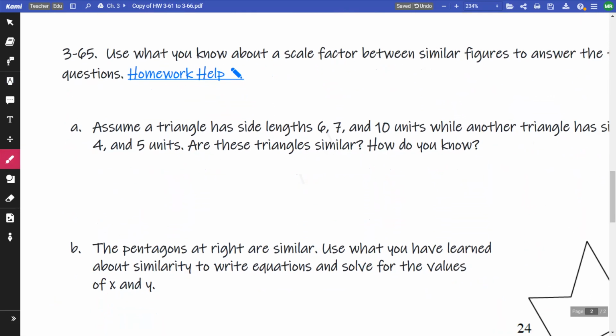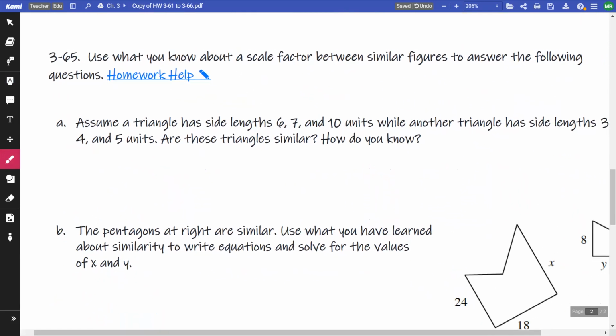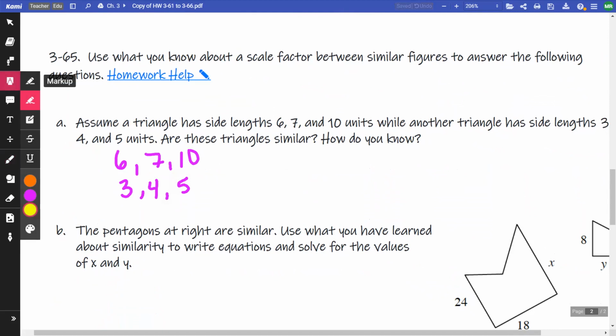On 3-65. Use what you know about a scale factor between similar figures to answer the following questions. So assume a triangle has sides 6, 7, and 10, and another one has 3, 4, and 5. Are these similar? So I'm just going to kind of color code. The 10 and the 5 are the biggest in both cases, so those have to be corresponding. My smaller in both situations are 3 and 7, which means the 7 and 4 need to go together.